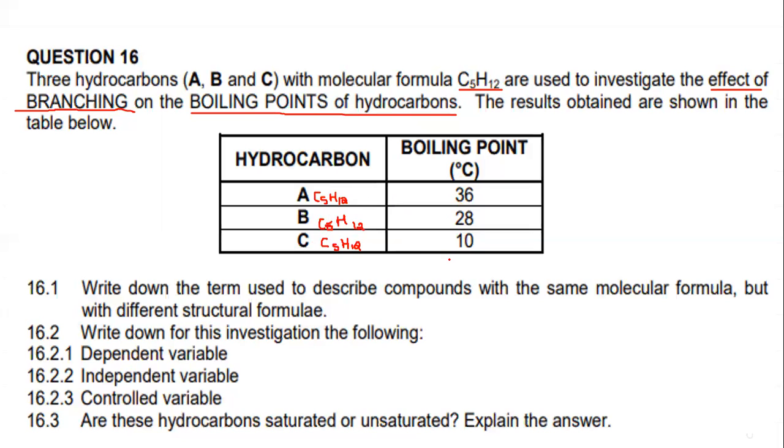Now, this tells me that hydrocarbons A, B, and C are organic molecules with the same molecular formula, but they have different structural formulae. Why? Because the molecular formula is the same, but the boiling points are different, so the structural formulae are different. In other words, when I look at A, B, and C, I am talking about isomers, or what we call structural isomers.